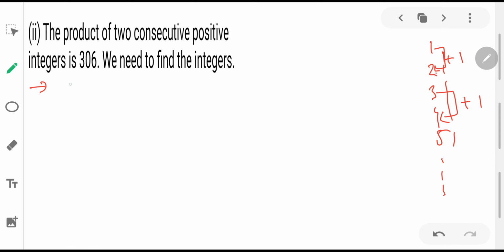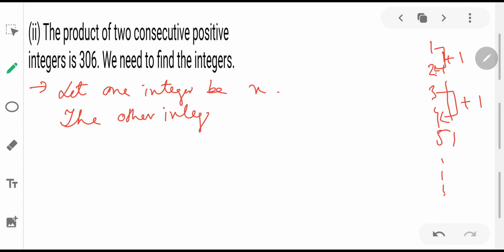So, how can we write it? We can write it as follows. Let one integer be x, therefore the other integer is, now if this is x, if we require the next consecutive integer, how to get it? By adding 1 to the previous integer. The previous integer was x. By adding 1 to x, we will get x plus 1.